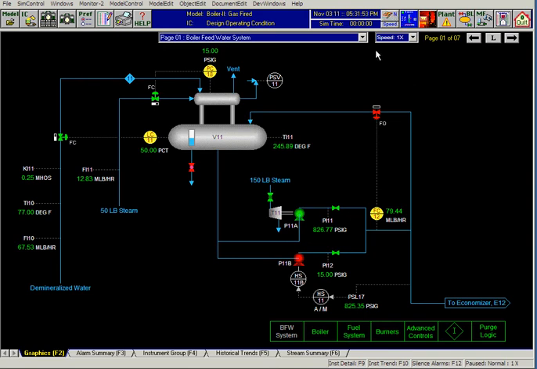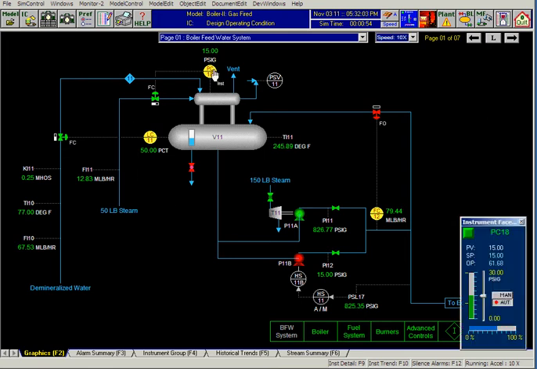I'm clicking on a running person icon to start the simulator. I'm going to run acceleration mode. So we have demineralized water coming in, deaerator. The pressure is controlled by controlling the steam flow. The level is controlled by controlling the inlet demineralized water.